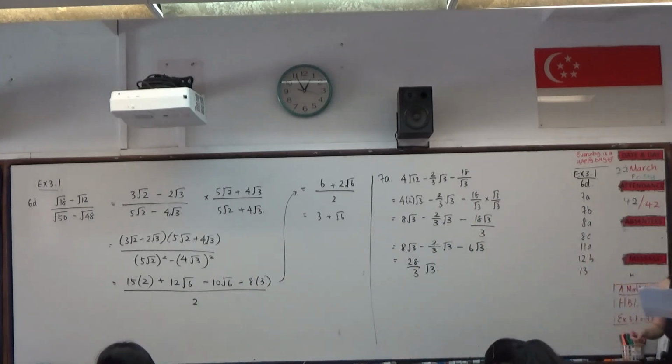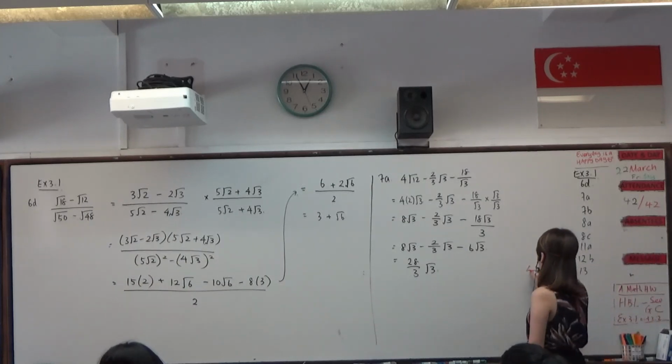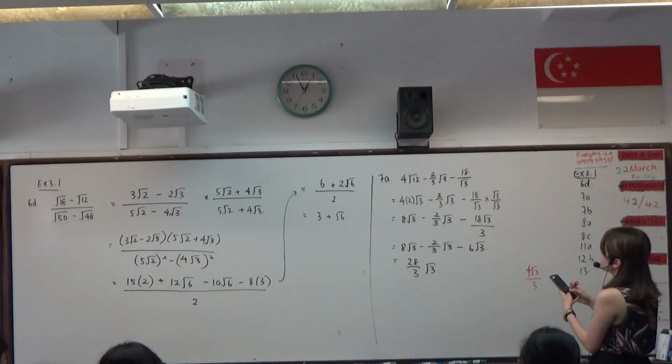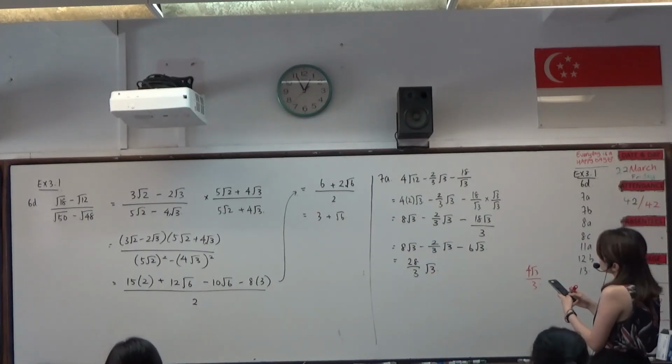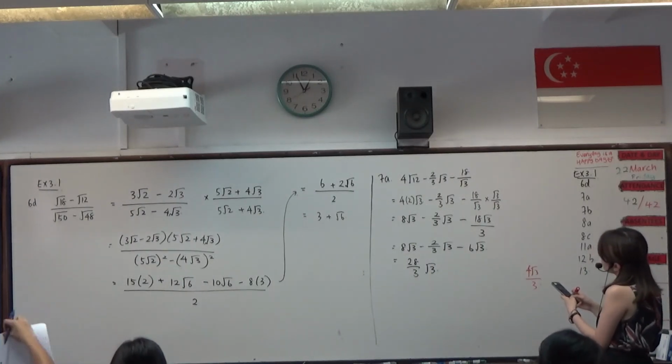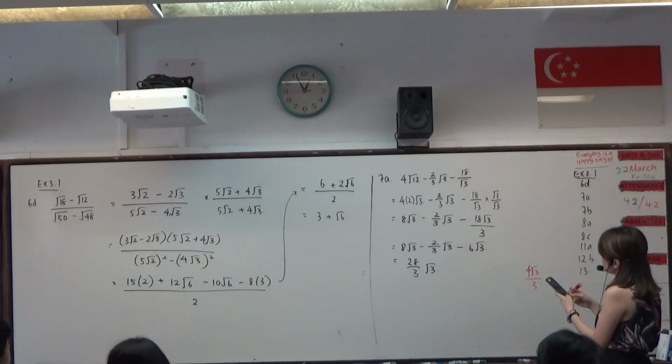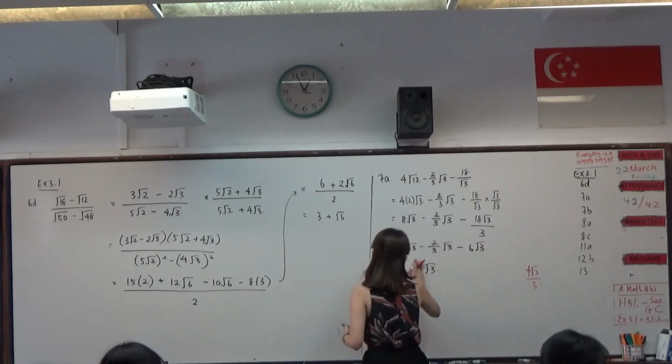See? 4 root 3 over 3, this answer. I did something wrong somewhere. 8. Oh, sorry, I completed wrongly.